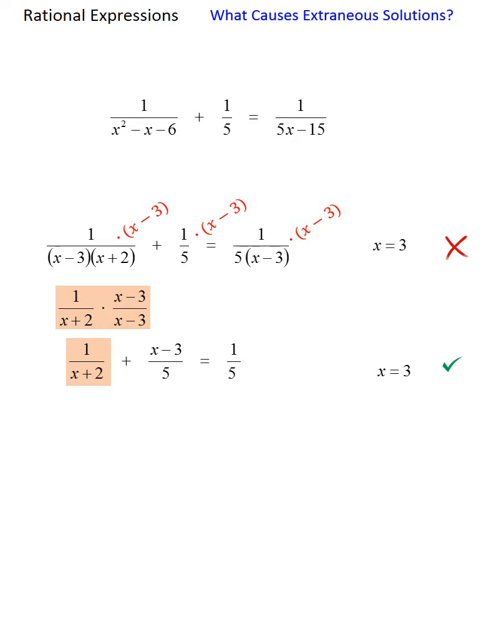This is very advanced math. If you got lost in the reasoning as to why, the basic fact you need to know is that if you ever multiply by a variable or divide by a variable, the equation that you create might have a solution that isn't a solution to the original problem. And that completes this 8th video in this series on rational expressions.